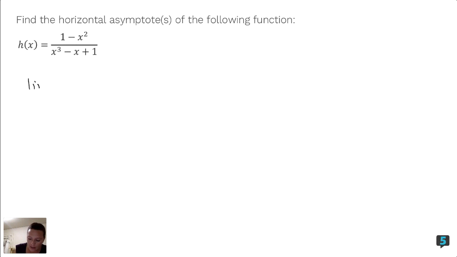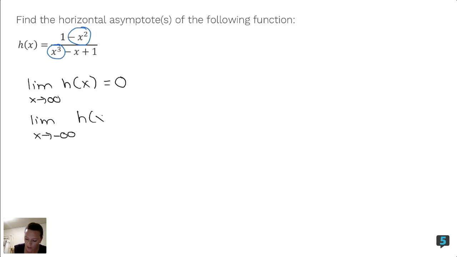If I take this limit as x approaches infinity of h of x, this particular function ends up being bottom heavy. I'm looking at -x cubed or -x squared over x cubed. That's bottom heavy, so we know that it is going to go to 0. The same situation is going to happen when I have my function approach negative infinity. Because both of these limits went to 0, I again only end up with one horizontal asymptote, and it is happening at y equals 0.